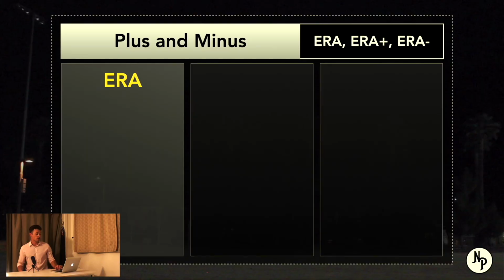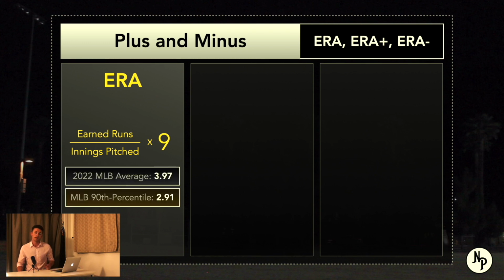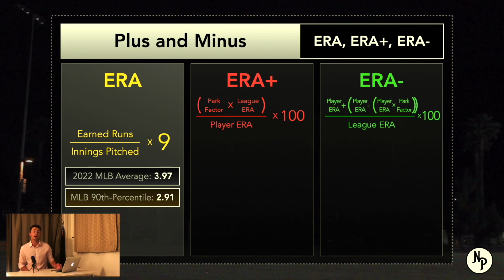Alright, now it gets a little complicated, but the idea is still simple. Starting with ERA plus and ERA minus. The base stat ERA, that's simple, earned runs per 9 innings. ERA plus has a complex looking equation, but it's pretty much a league park adjusted ERA divided by a player's ERA. ERA minus is the inverse, but it adjusts the player instead of the league.